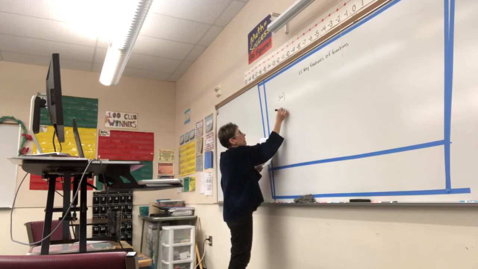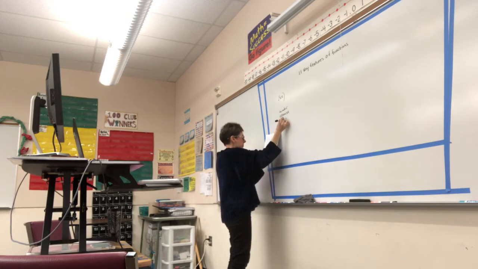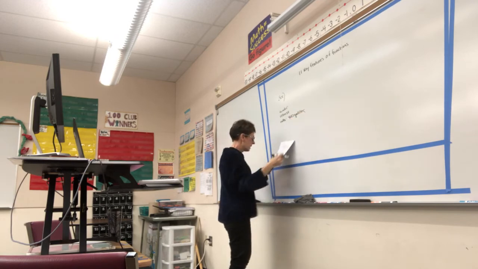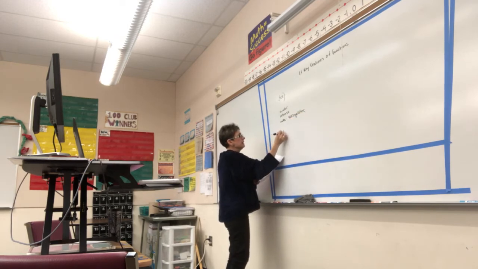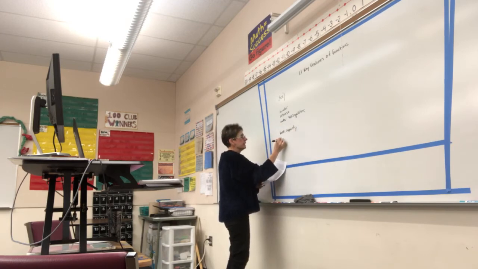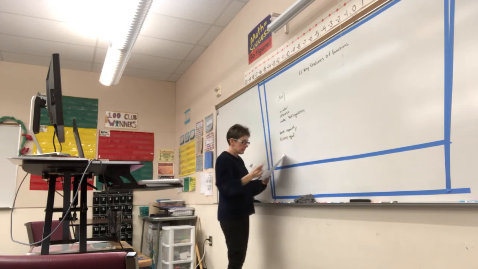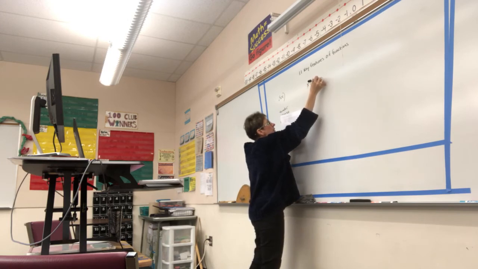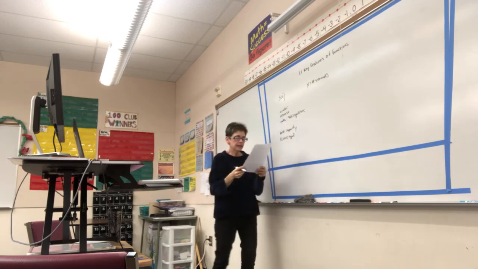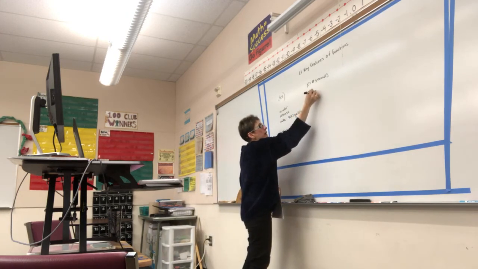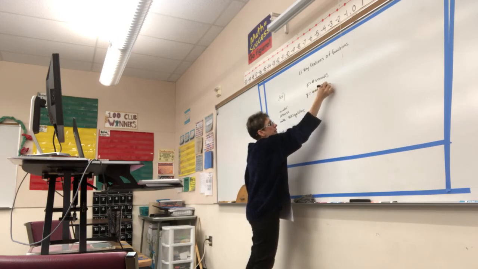So to do this problem, you need to know that the water release rate is 400 gallons per second. The tank capacity is 8,000 gallons. And we're going to have x be the number of seconds. And I'm going to have y be the amount of water in the tank.